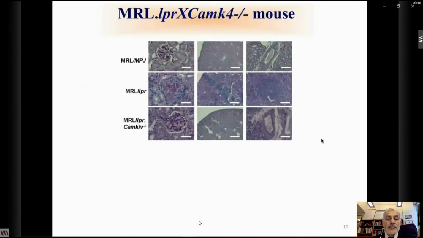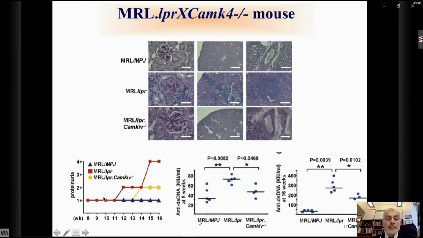Because drugs, as already alluded to, are never specific, we wanted to make sure that indeed CAMK4 is involved in the development of autoimmunity and pathology in lupus-prone mice. For this reason, we backcrossed a CAMK4 null locus into the lupus-prone mouse, and we generated this MRL-LPR CAMK4 null mouse. This mouse, unlike its control mouse, had significantly less lupus nephritis. Proteinuria was decreased significantly in this mouse, as you can see here.